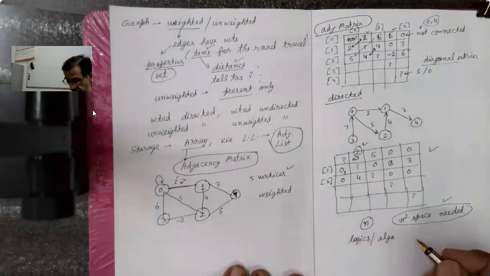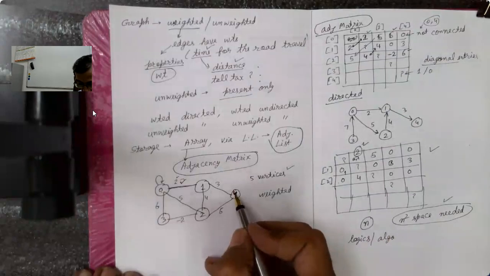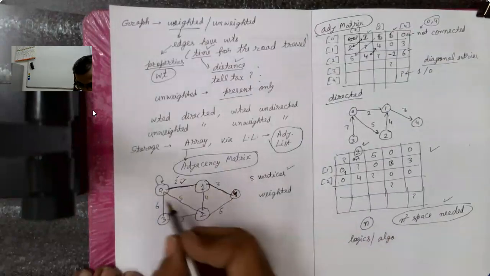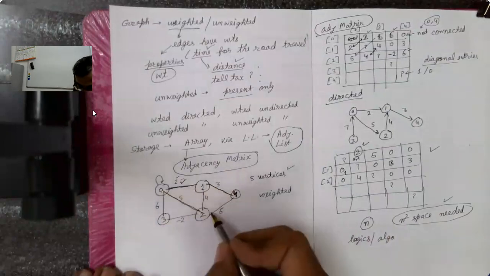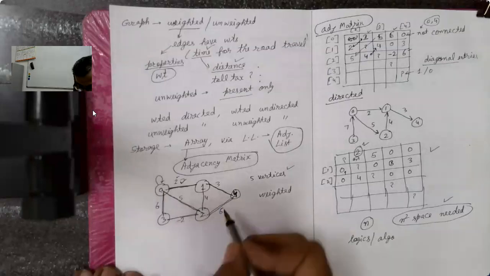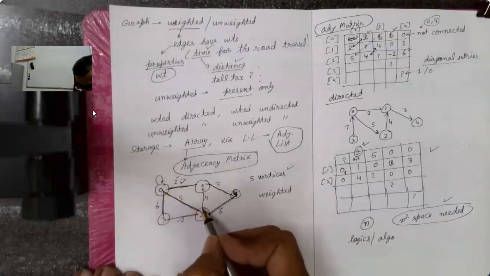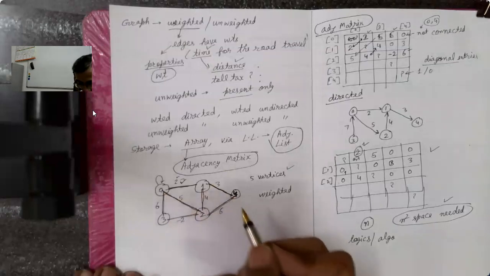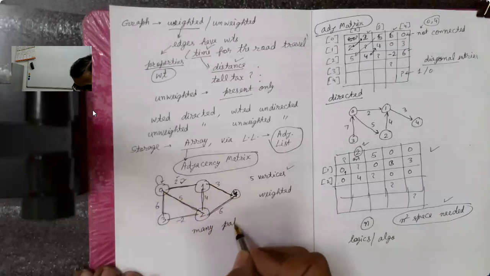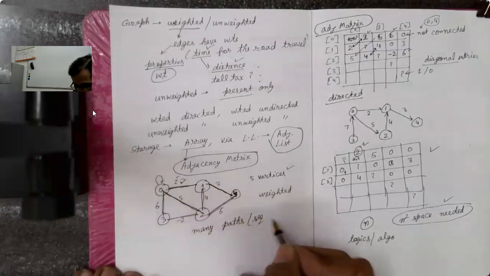For example, I want to go from vertex 0 to vertex 4. Then I can go 0 to 1, 1 to 4. I can go 0 to 2, 2 to 4. I can go 0 to 3, 3 to 2, 2 to 4. I can go 0 to 3, 0 to 2, 2 to 1, 1 to 4. So many paths exist, and I have to find all paths. Path means effectively a sequence of edges.